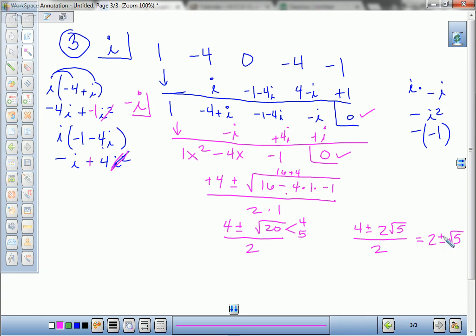We're finally done. Because this was a 4th degree function, I know that I should have 4 roots. So one of my roots was i. Another one was negative i. One of them is 2 plus the square root of 5. And the last one is 2 minus the square root of 5. Could I also just put 2 plus or minus? Yes, you could.